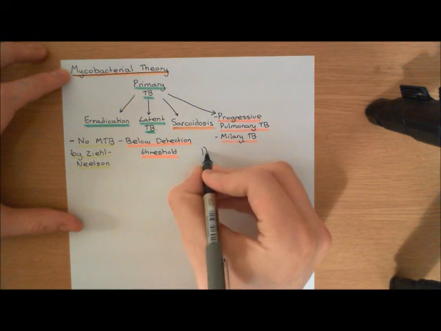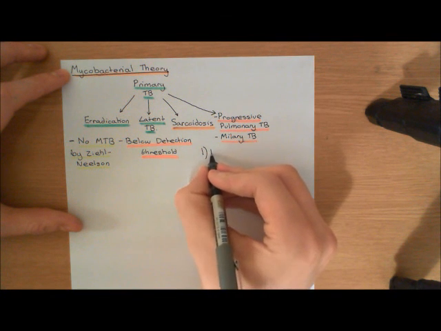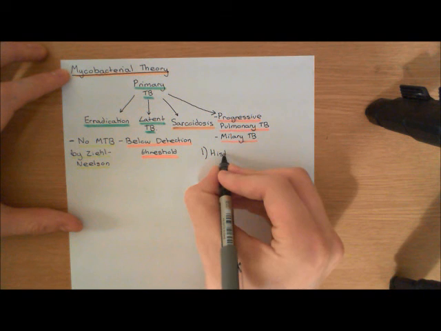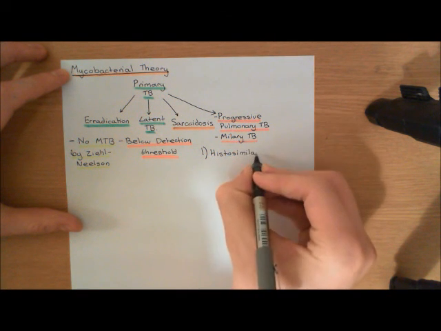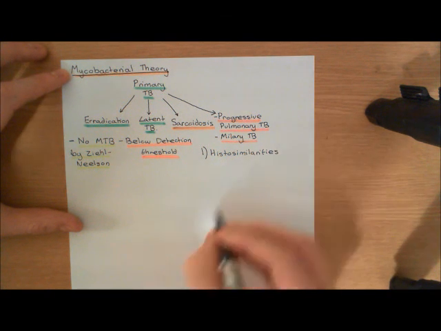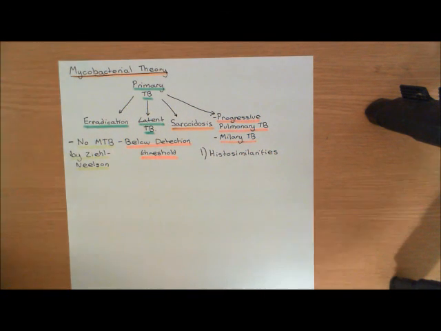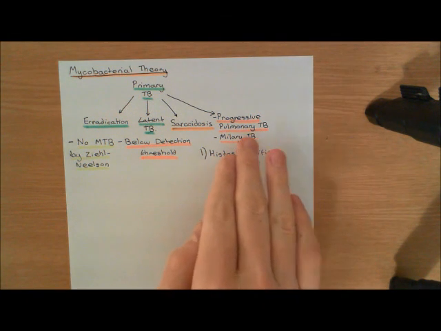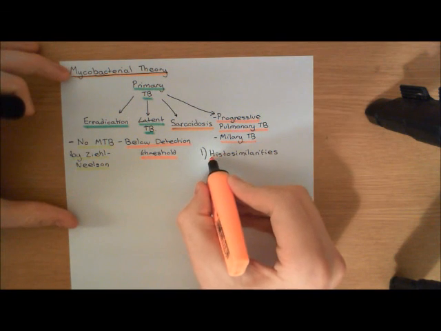Now, let me give you some other arguments in favour of the Mycobacterial theory of sarcoidosis. The number one argument in favour of this is quite simply the histological similarities between the granulomas that form in sarcoidosis and the granulomas that form in Mycobacterium tuberculosis infection. So histological similarities, as I've written it there. That's the greatest argument, that the granulomas that form in an active TB infection look so similar to the granulomas that form in sarcoidosis.